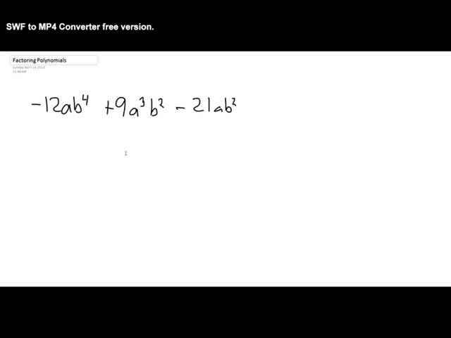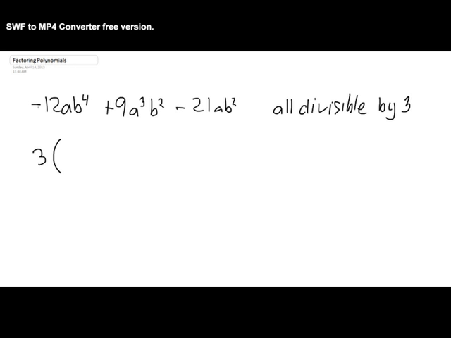Just like division is the opposite or the undoing of multiplication, factoring a polynomial is the undoing or the opposite of multiplying them. So we're going to start off with GCF. What we're looking for is the greatest common factor that can divide 12, 9, and 21. We see that they're all divisible by 3, and 3 is the largest number that divides all these values. So we can factor out a 3. We have a 3 outside of our bracket.